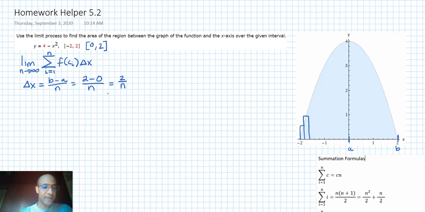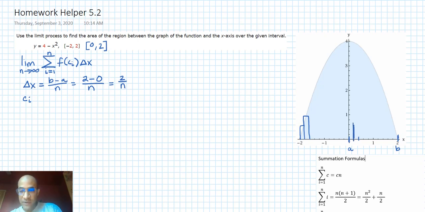That's delta x. The next thing we want to figure out is a formula for c sub i. Keep in mind that i is keeping track of our summation, in other words, what rectangle we're on. So i is 1, then i is 2, then i is 3, all the way up to n, however many rectangles we want. And c sub i is going to be an x value that keeps track of which little subinterval we're on. We're going to use a right endpoint method, where the height of each rectangle is derived from the right endpoint.